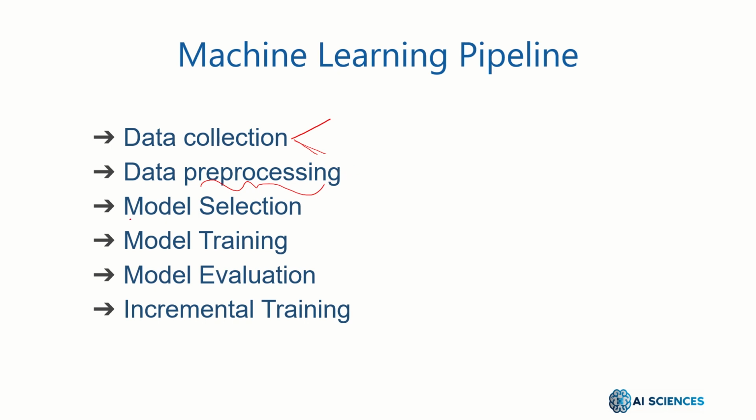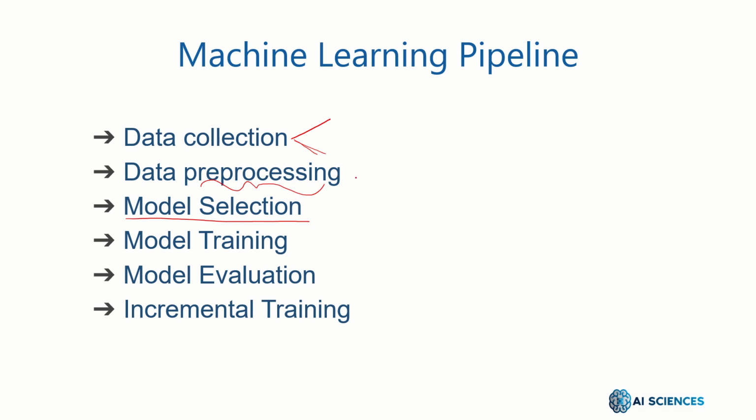Next, depending upon the problem at hand, we need to select the model, and that's the most tricky part. What model are you going to select for your problem? Even, for example, if your problem is a classification problem.